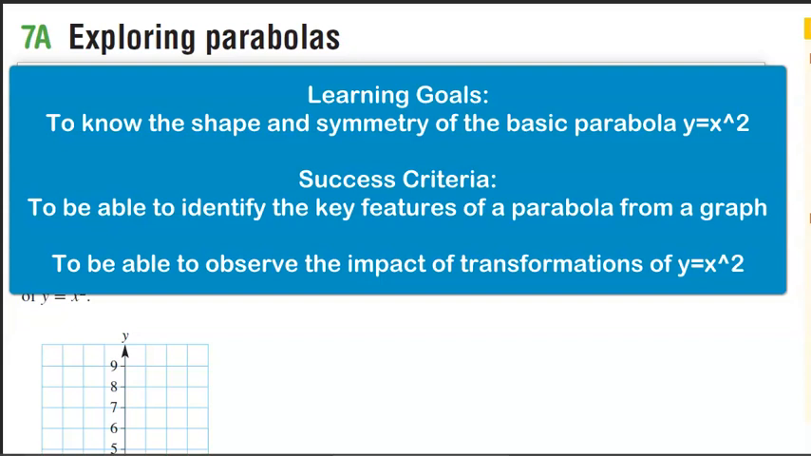And this exercise here, 7A, will be exploring parabolas, and specifically the properties of parabolas. The learning goal for this lesson is to know the shape and symmetry of a basic parabola, y is equal to x squared. And the success criteria for this lesson is to be able to identify the key features of a parabola from a graph, and to also be able to observe the impact of transformations of the graph y equals x squared.